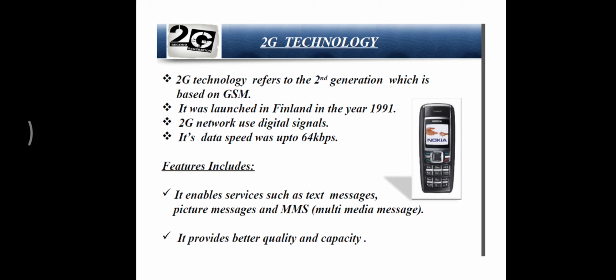2G technology refers to the second generation based on GSM, Global System for Mobile Communication. It was launched in Finland in 1991. 2G introduces digital signals. Its data speed is up to 64 kilobits per second. Its features include multimedia messages, text messages, and picture messages. It provides better quality and capacity of phone.